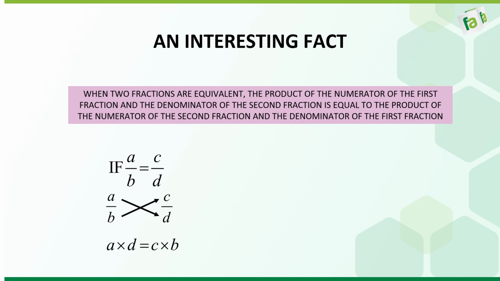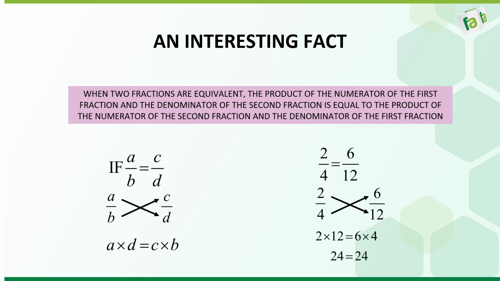Similarly, if 2 by 4 is equal to 6 by 12, then by cross multiplication, 2 into 12 is equal to 6 into 4, which is 24 equals 24.